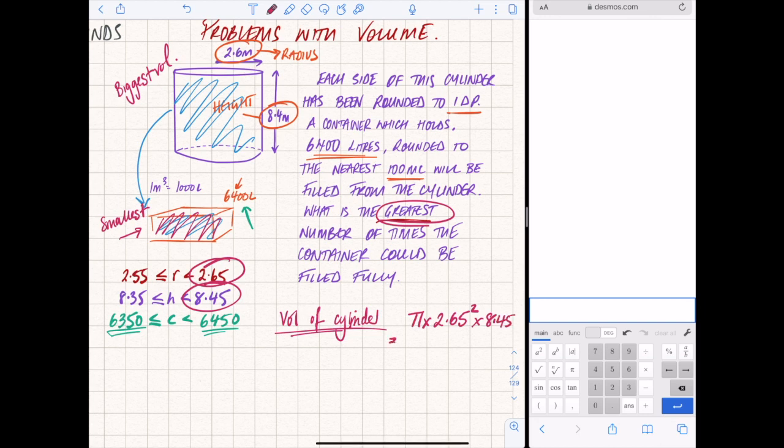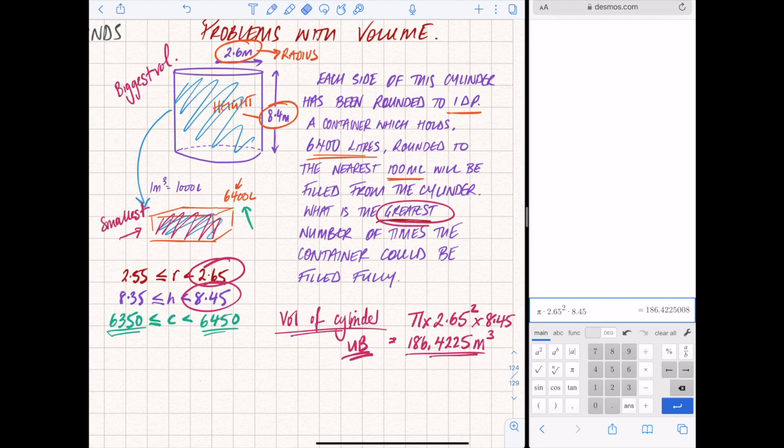So we're saying the volume of this cylinder is pi times 2.65 meters squared, and then that area being multiplied by 8.45. So the volume of the cylinder is 186.4225 meters cubed. So that is the upper bound for the volume. I don't need the lower bound for the volume of the cylinder because it's asking me for the greatest number of times I could fill it up.